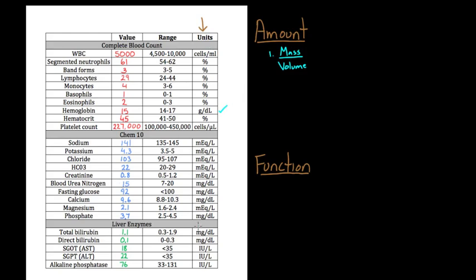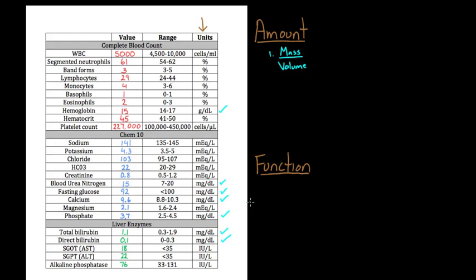You can see on this list of lab values. So you can see that we do that for hemoglobin, and we also do it down here for blood urea nitrogen, the fasting glucose, we do it for calcium, we do it for phosphate, a few things, total bilirubin, direct bilirubin. So this strategy of conveying information by simply figuring out the mass over a volume is used a few times.